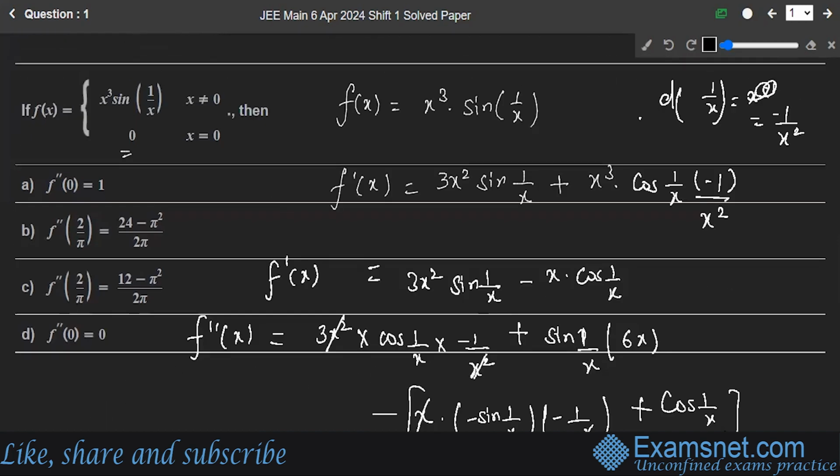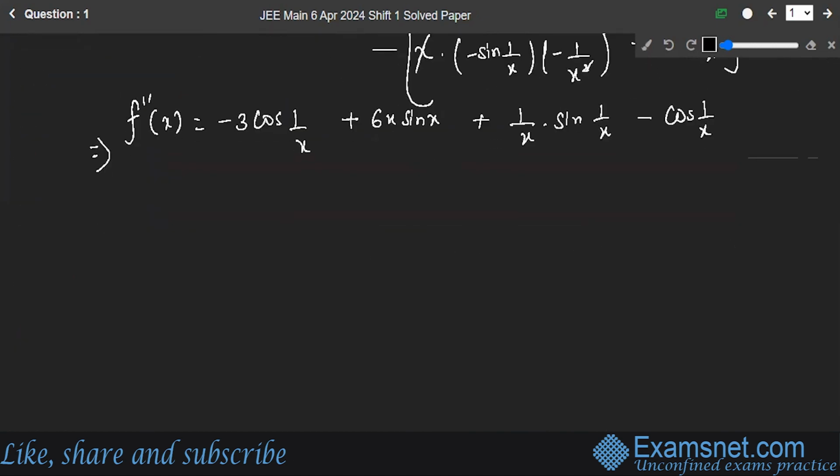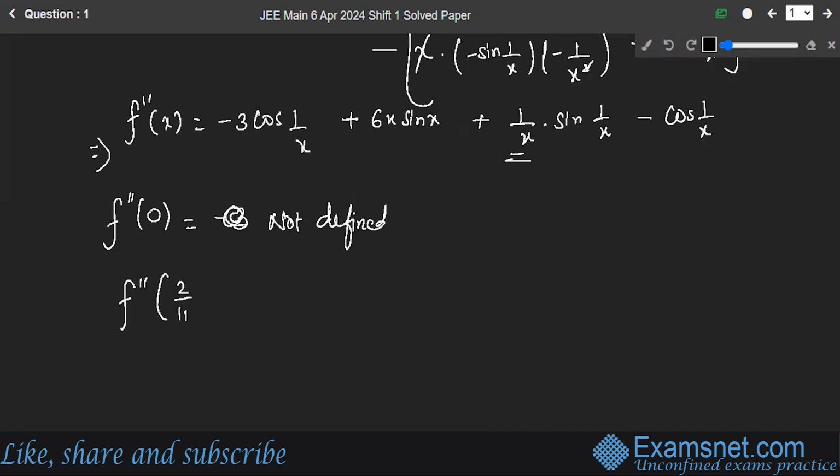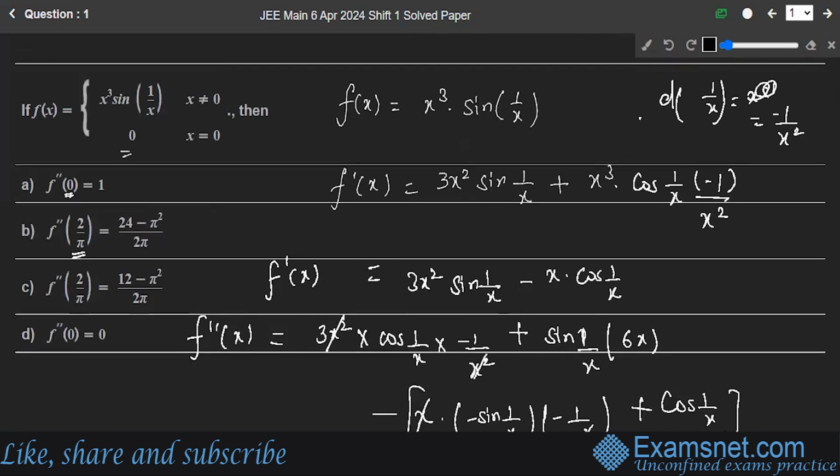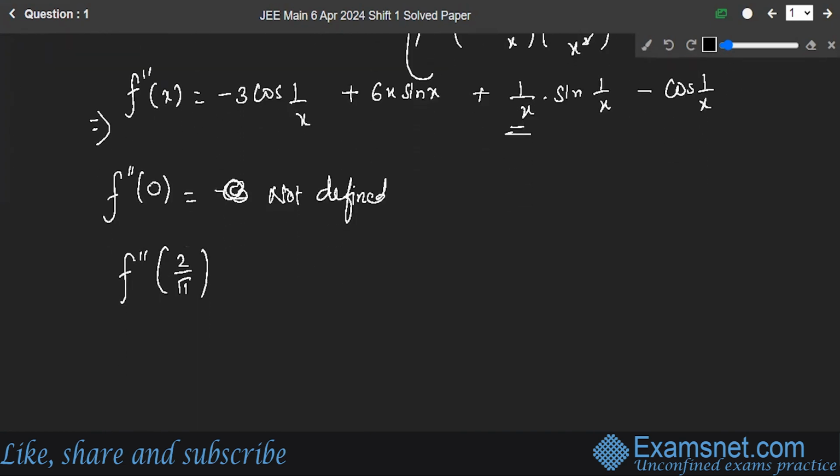Now, there are two values, you can find it for 0 or 2 by pi. Let's find it for 0 first. So f double dash at 0 will be equal to minus 3 cos 1 upon 0, and this is not defined. In the options, A and D, this is equal to 1 or 0. So these two options are wrong because f double dash at 0 is not defined.